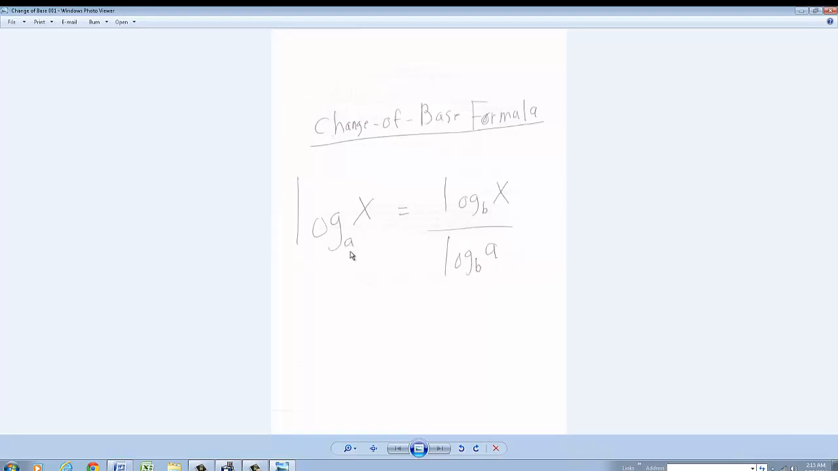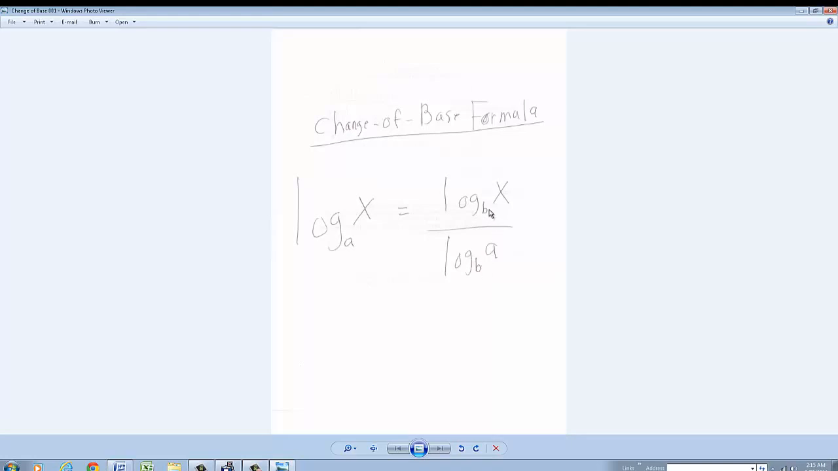3 or 4 or 5, then this tells you how to work it. So this says if you want to find the log of a number x to some base, then that's going to be the same as the log of this number x to whatever base you want, over the log of whatever this base is to the base you selected here.